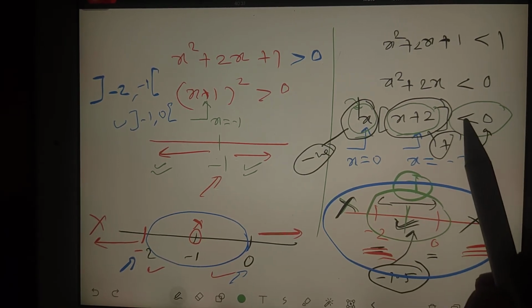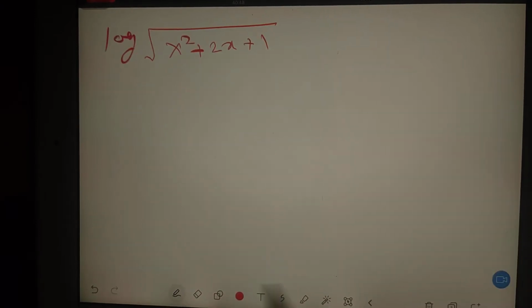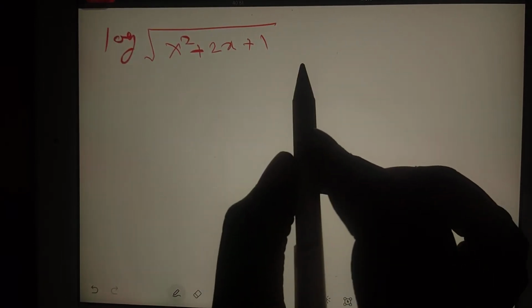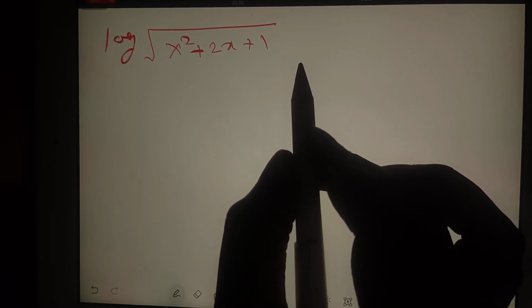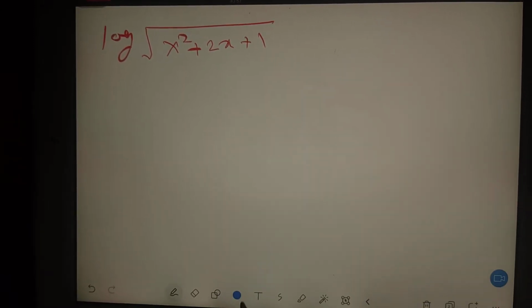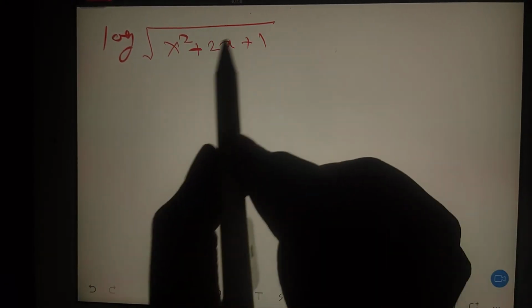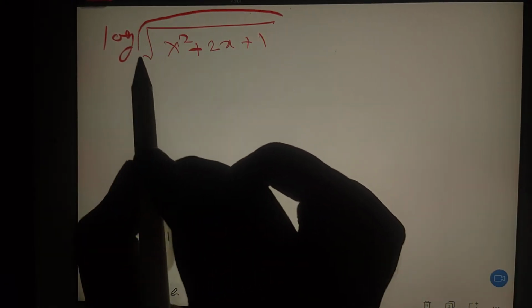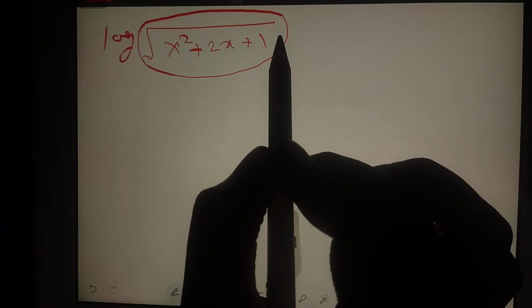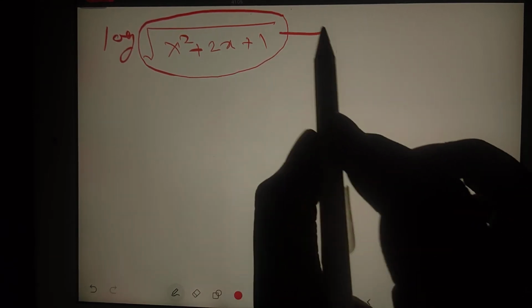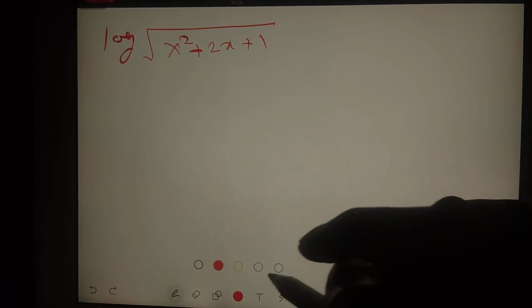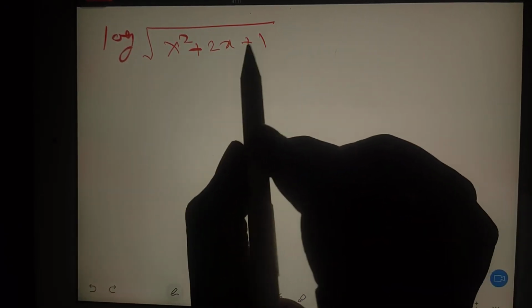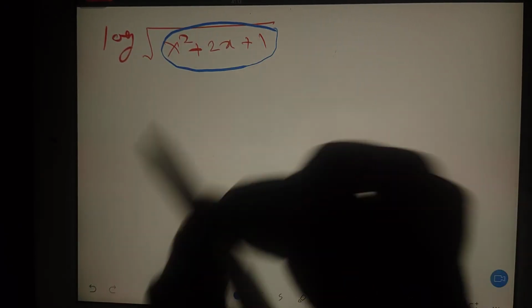Now we'll talk about another question. Now I'm choosing this question: log of under root x square plus 2x plus 1. In this question I'm going to explain how to think about the domain of the function. So see, this under root, can under root give you a plus or minus answer? That is one thing. Next thing, inside the root, what is the condition?